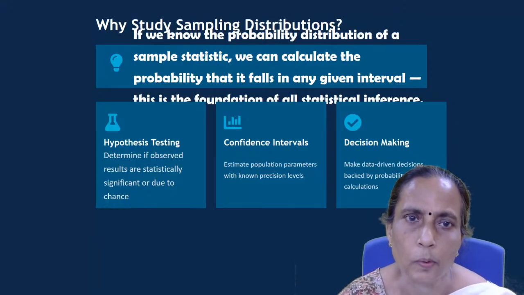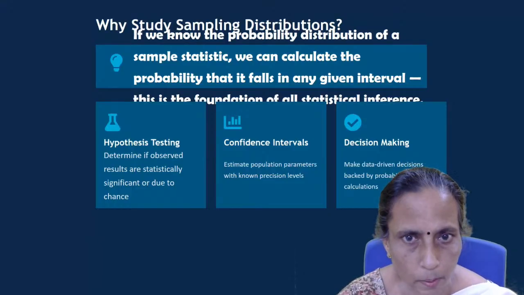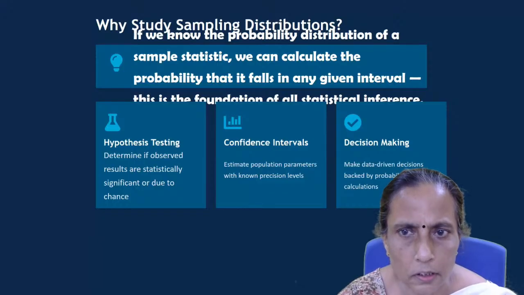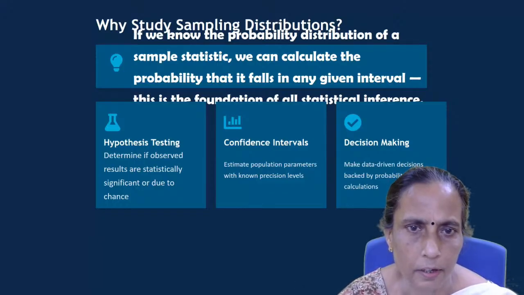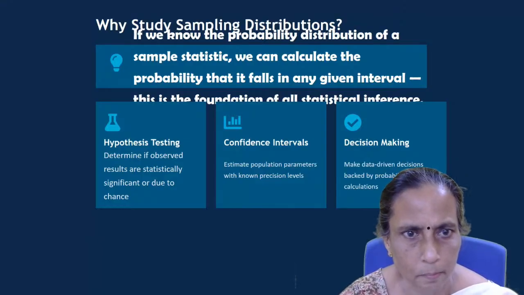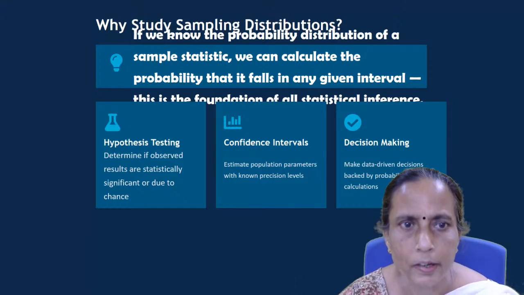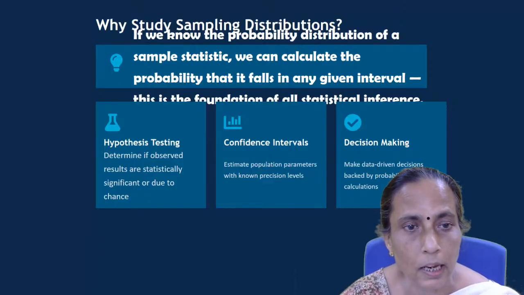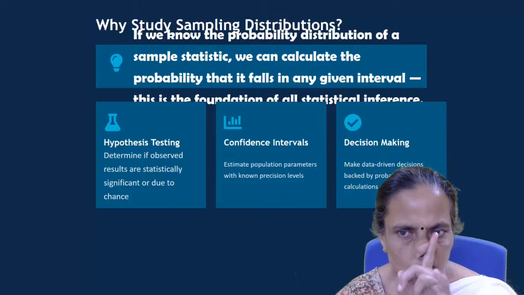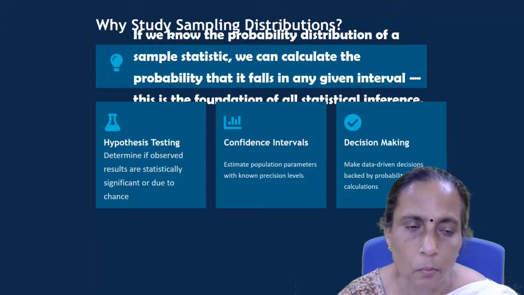If we know the probability distribution of a sample statistic, we can calculate the probability that it falls in any given interval. This is the foundation of all statistical inference. The sampling distribution is the probability distribution of the sample statistic, so we can calculate the probability that it falls in any given interval. This is the foundation of all statistical inference.